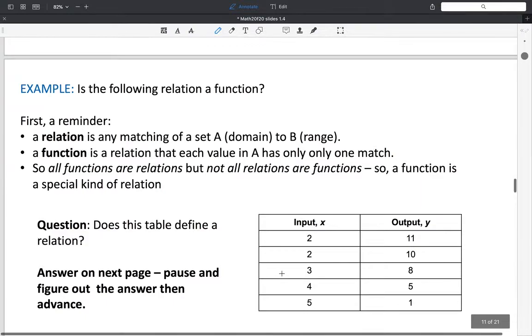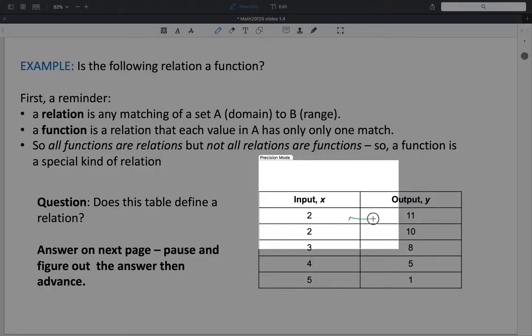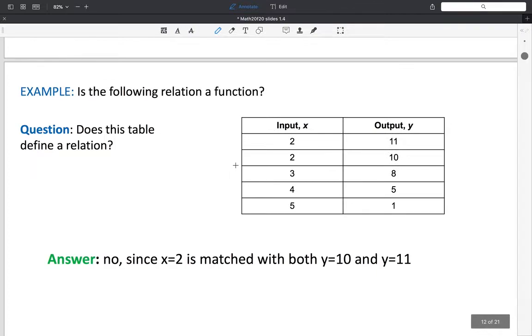Okay. So here's an example. Is the following relation a function? And remember, for each value in A, there can only be one y. So that means each x can only have one y associated with it. So usually the input x's are A, which is the domain, and over here B is going to be the set or the range. Okay. So think about it, pause, answer it, then restart the video.